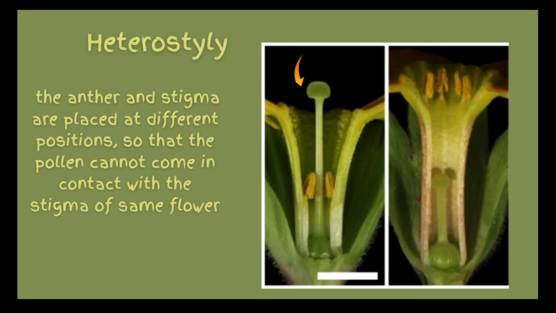It refers to dimorphic flowers which have styles of different length. It is clearly visible in Primula vulgaris or primrose, which has two types of flowers: long-styled flowers which possess a long style that stands high above the anthers, and short-styled flowers which have short styles that stand well below the anthers.